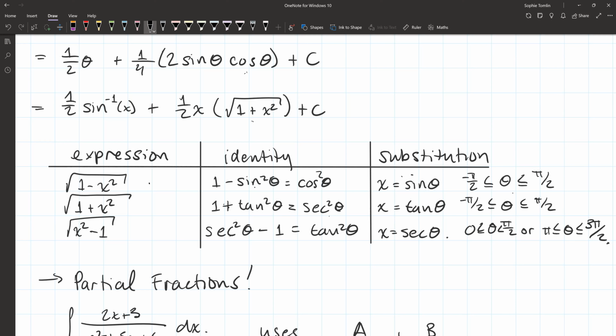And so then over here we have the square root of x squared minus 1. So we're going to flip around this identity. We're going to get secant squared of theta minus 1 is equal to tan squared of theta. And then for that substitution, we're going to be using x is equal to secant theta, which is only defined on these ranges. So 0 to pi over 2, or pi to 3 pi over 2.